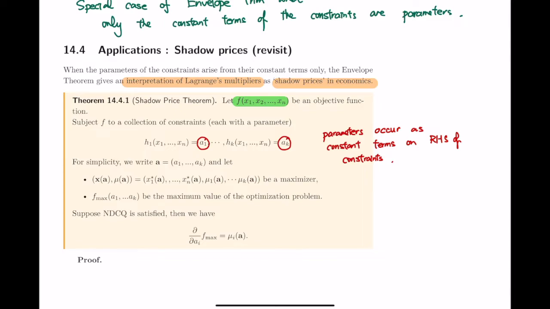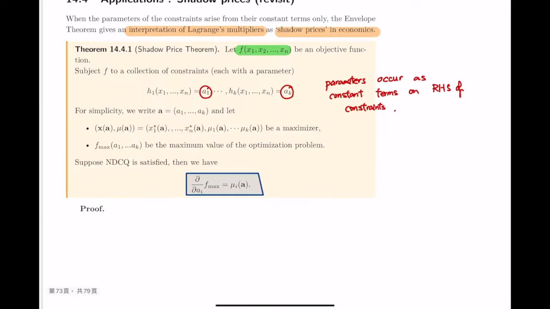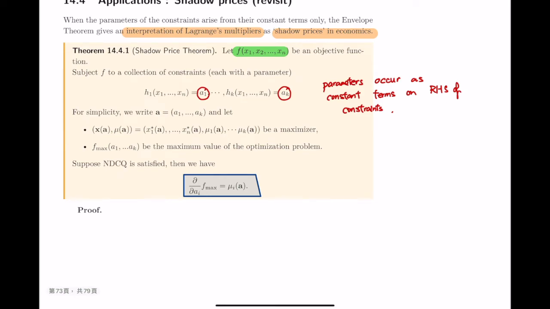The envelope theorem tells us in this case that this equality is true. So let me put a box here. That is, when you differentiate f, the maximum value function, with respect to one of the parameters, then you get the Lagrange multiplier. Okay, so this is very interesting. So the proof is actually very simple once you know the envelope theorem.